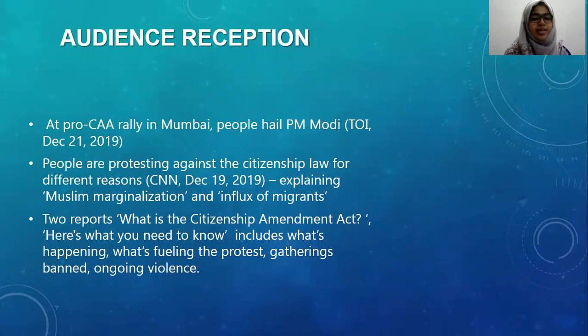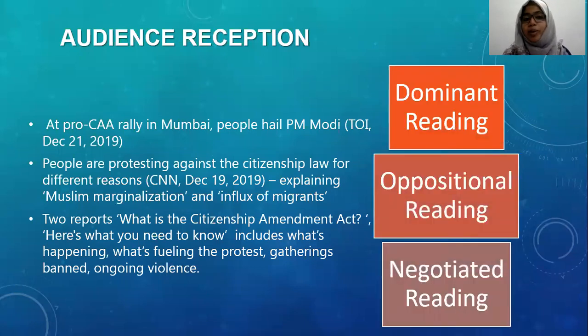The next model was audience reception, and according to Stuart Hall, we have chosen the factors of dominant reading, oppositional reading, and negotiated reading. In this part, there were reports covering only the dominant reading, and reports covering only the oppositional reading. There were also reports, such as one from CNN, talking about what the Citizenship Amendment Act is. They included factors such as what you should know, what is fueling the protest, and the like.